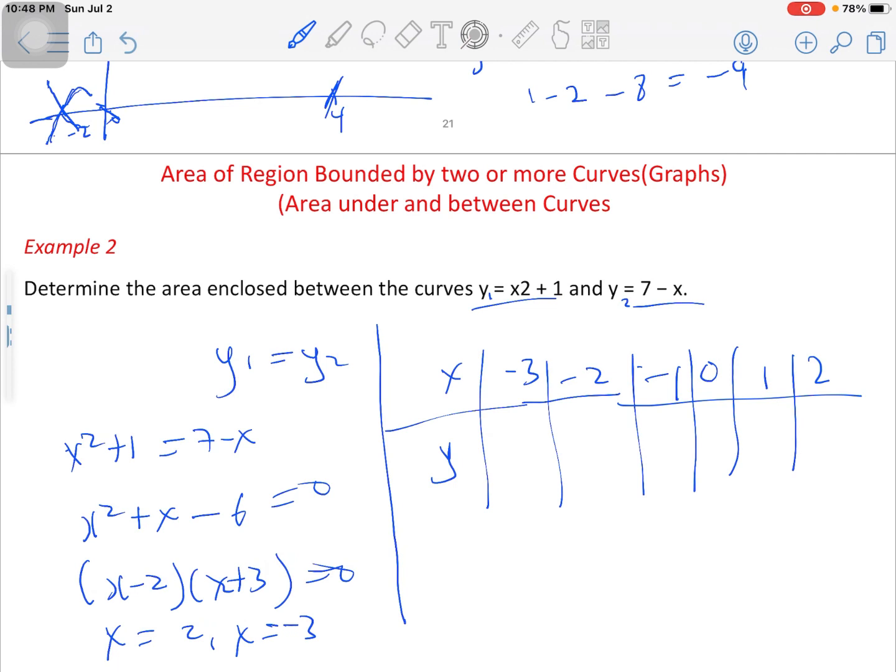And at the end of the day, when we do the substitution, which is y equals x squared plus 1, we are going to get 10, 5, 2, 1, 2, 5. So this is what we are going to get. That means we substituted that range of values into the original function.